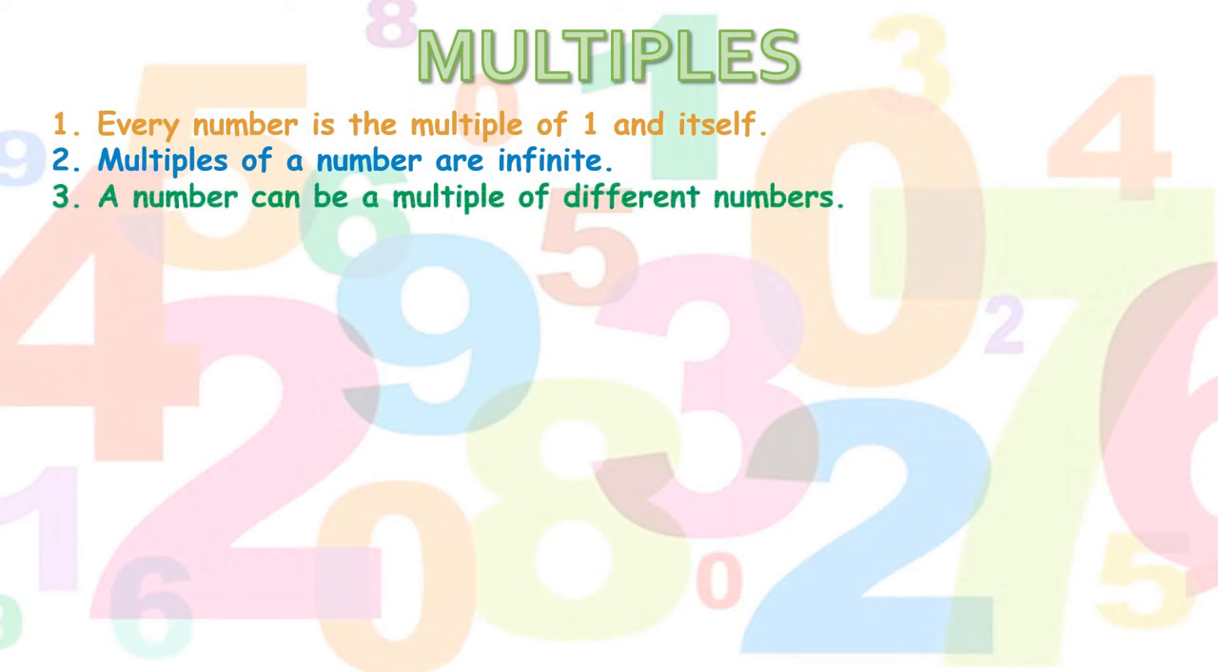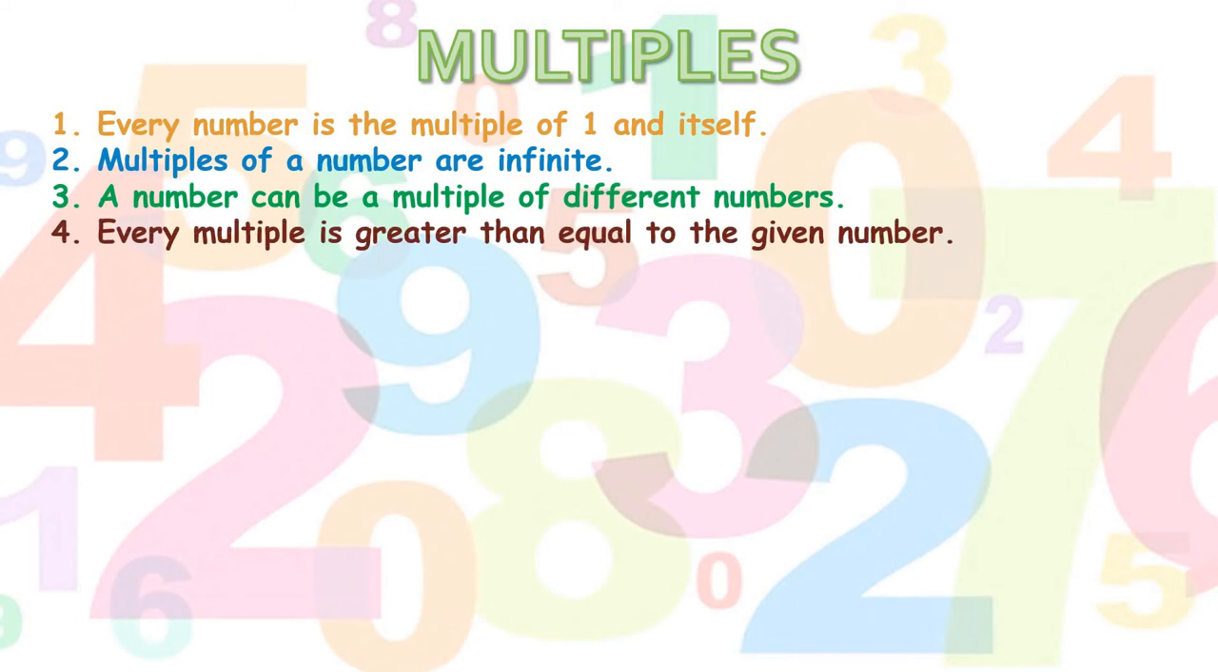Okay, a number can be a multiple of different numbers. Like for example, 16 is a multiple of 2, 16 is a multiple of 4, 16 is a multiple of 8, right? And every multiple is greater than or equal to the given number. Okay, what about factors? All the factors are less than or equal to the given number, whereas a multiple is greater than or equal to the given number.